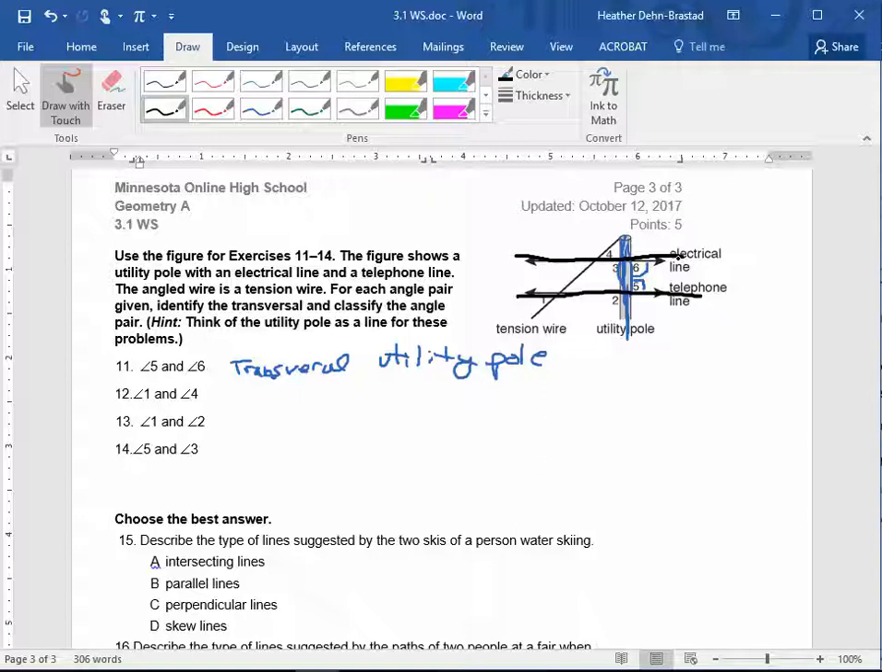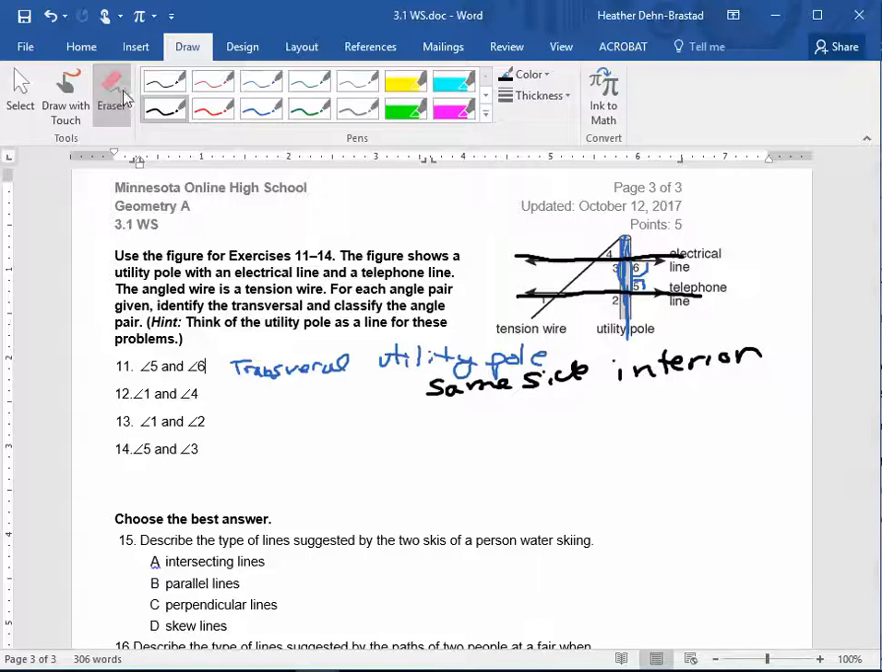Both 5 and 6 are in between the 2 lines, and they're both on the right side of the transversal. So these are same side interior. That's how they're related to each other. Let's look at one more example.